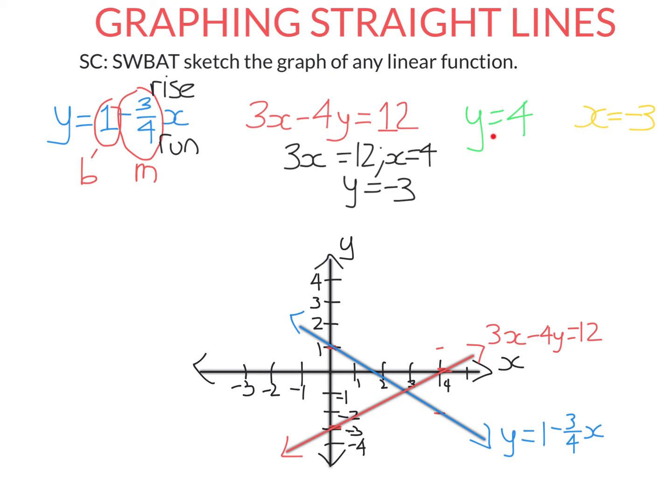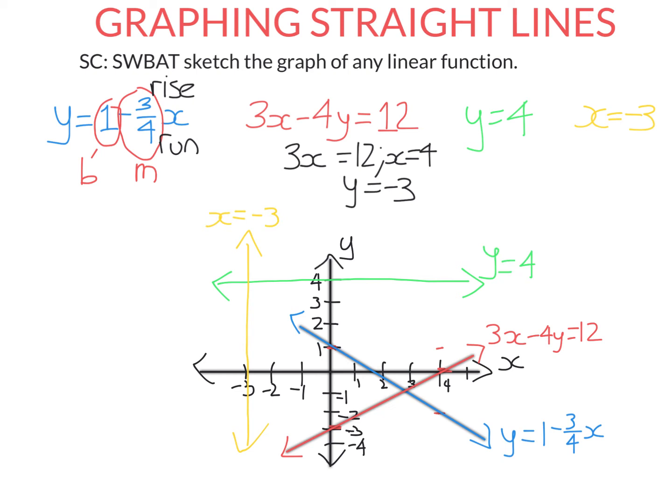Now, if you are asked to graph something like y equals 4, if it's just y equals a number, that's a perfectly horizontal line that goes through whatever the number is. So for y equals 4, it has a y-intercept of 4, perfectly horizontal. On the other hand, x equals -3 is a perfectly vertical line, and it goes through x is -3. So that there would be x is -3.